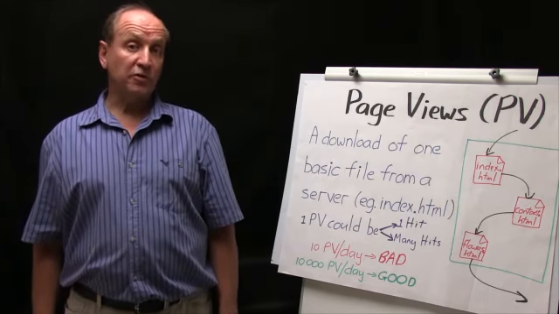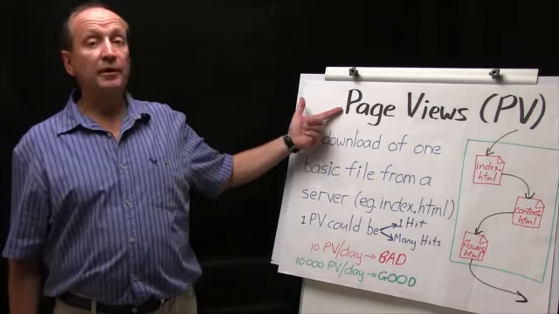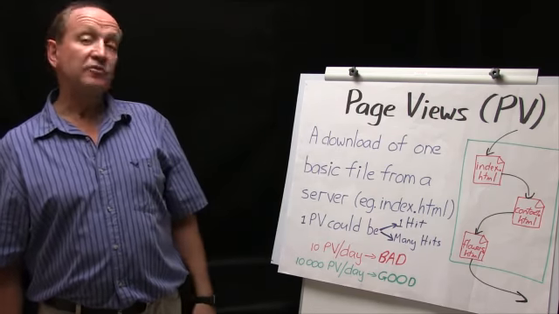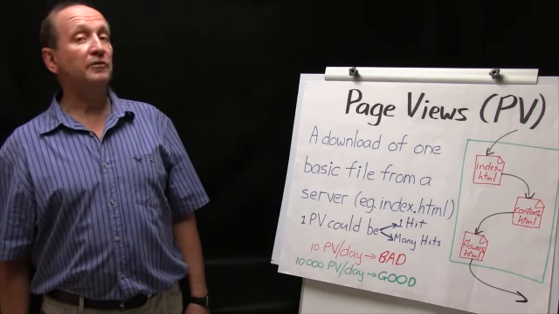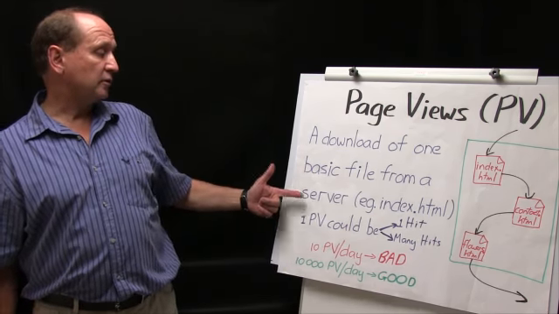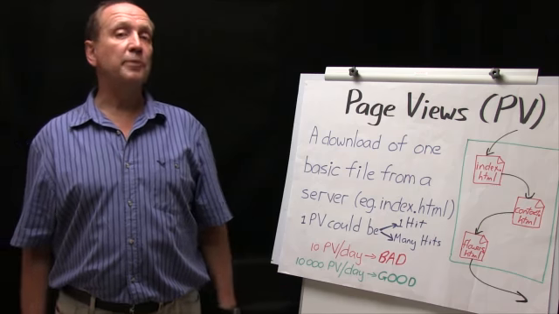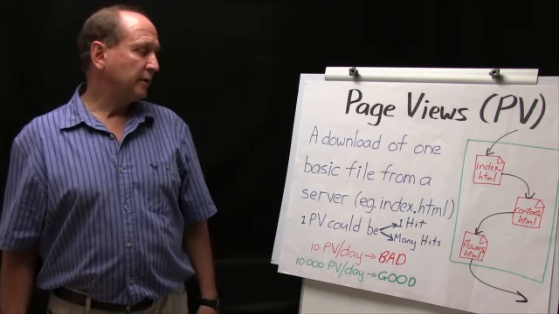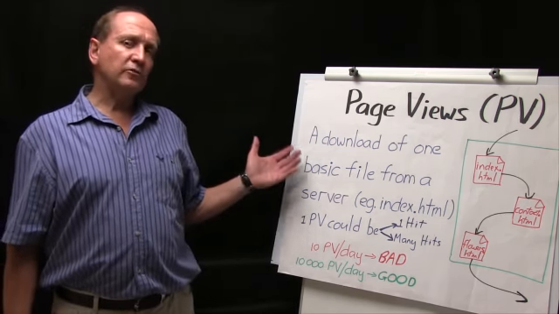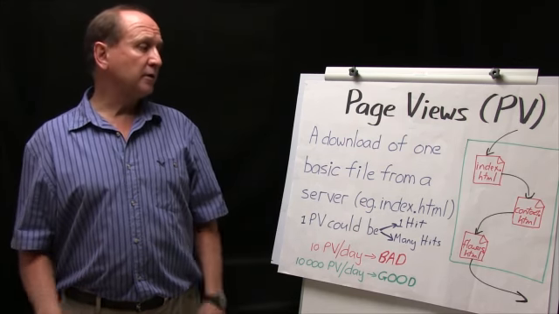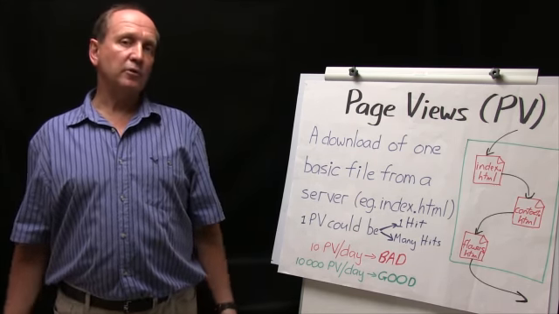The next metric or analytic we'd like to look at is page views, abbreviated PV, and the official definition could be something like a download of one basic file from a server. For example, a file called index.html, which is typically the home page of a website. So it sounds like a very similar definition to hits, except that it's slightly narrower. Again, through an example, we'll try and explain that.